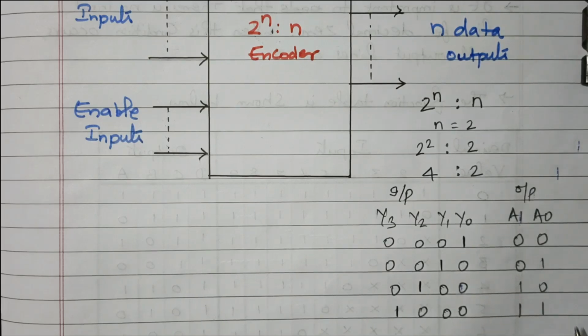So in this video we discussed the details about the encoder, 2 to the power n inputs with n outputs. We also discussed one example. If n equal to 2, there are 4 inputs and 2 possible outputs, and that was also verified. And we discussed how to develop the logical expression and how to implement the logic diagram also.